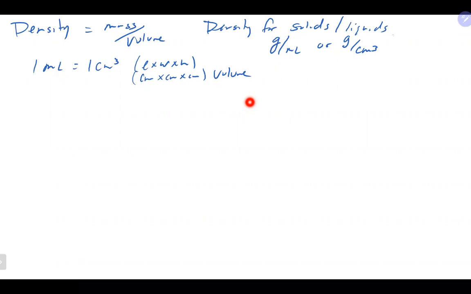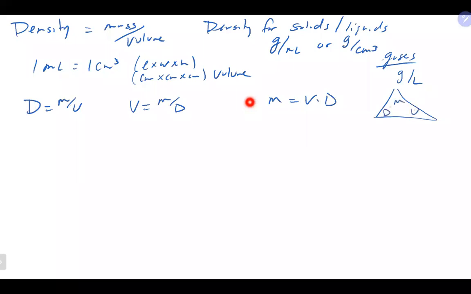For gases, which we got a little bit into, but not too much, the units for density are a little bit different. It's typically grams per liter that you see if you calculate the density of a gas. Remember that there is a formula for density, which is M divided by V. That means V is equal to M over D, and we could also solve for M, which would be V times D. You could use the DMV triangle we talked about to help you remember that. So this is obviously a formula that you do need to know.